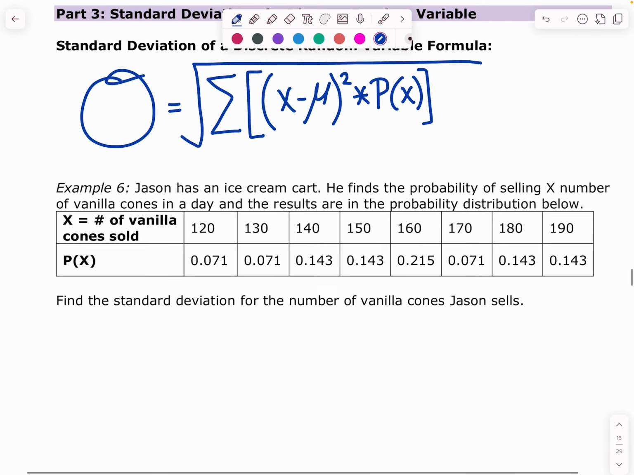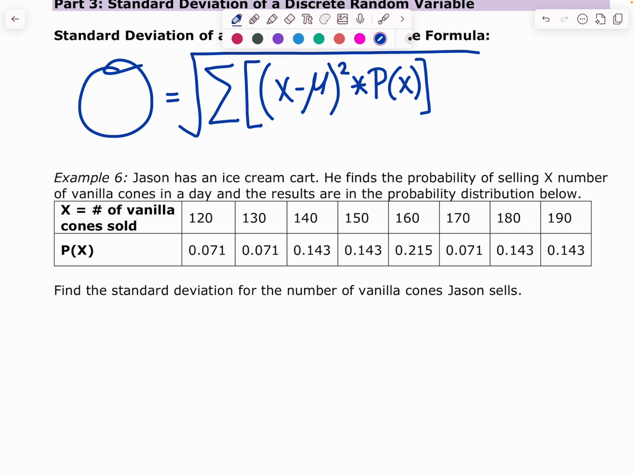So we're going to go back to a previous example where Jason had his ice cream cart, and he was finding the probability of selling X number of vanilla cones in a day. We have the results in our table. Everything is the same, number of cones sold, same probabilities. We had the mean in a previous video. That was 158.6 cones. I think it was 158.6. It might have been 0.9. Point 0.6. I was right. Okay.